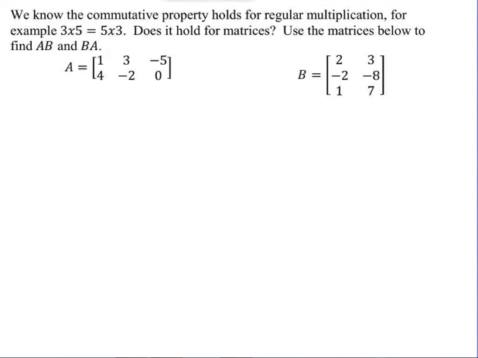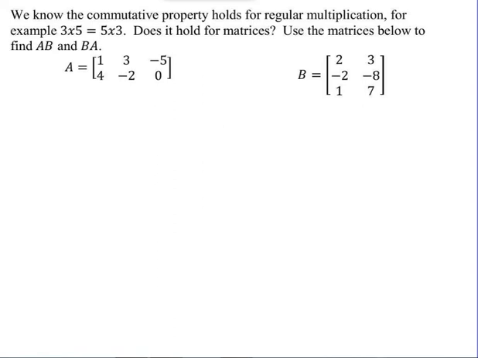Okay, based on the work that we've done so far and the work we just did, the commutative property is the one where you can switch the two numbers. Like 2 times 3 is the same as 3 times 2. That's the commutative property. Does it hold for matrices?